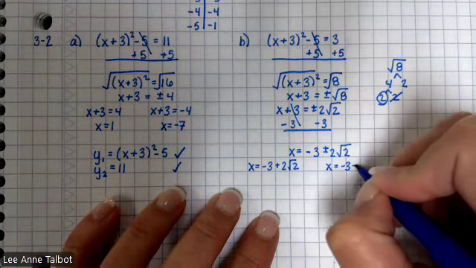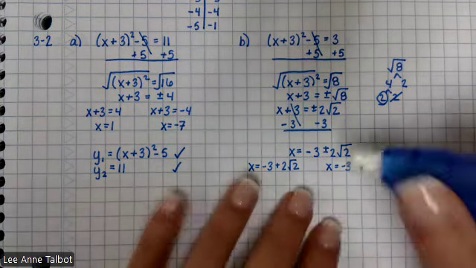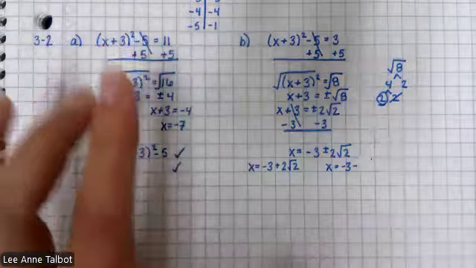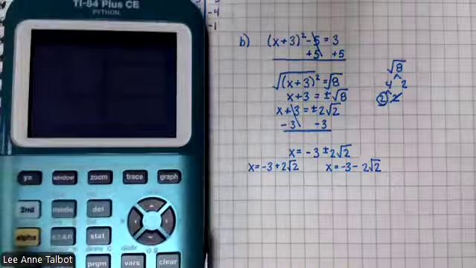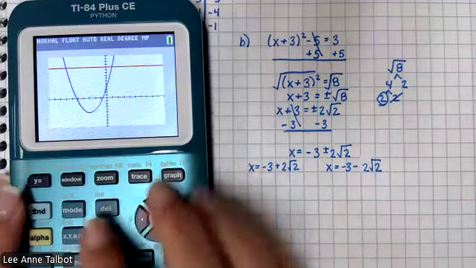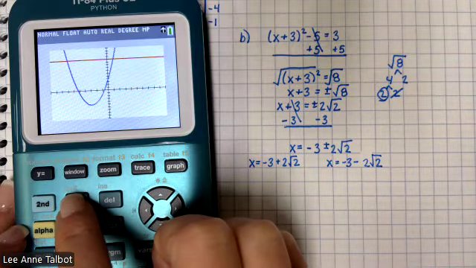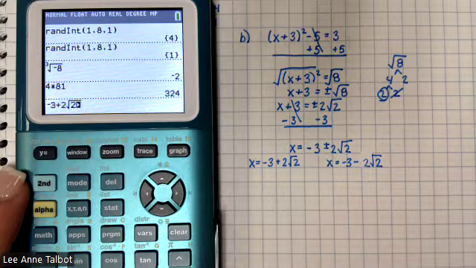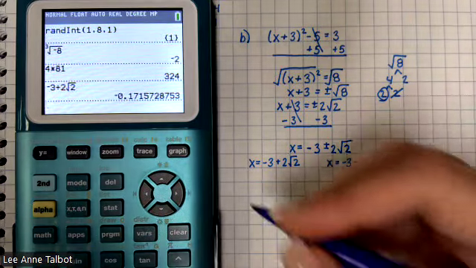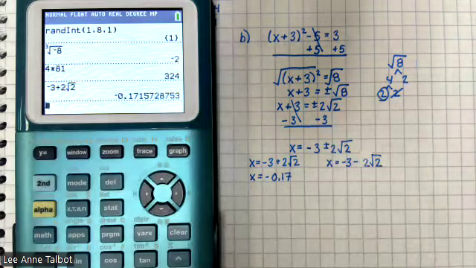What I want you to do is go in your calculator and find decimal approximations for your two solutions. Okay, so I'm going to go, all right. By the way, to get out of the graph, you can go second mode. There's a quit right above it. It'll get you back to the original screen. So -3 plus 2 square root 2. Yep, negative 0.17.